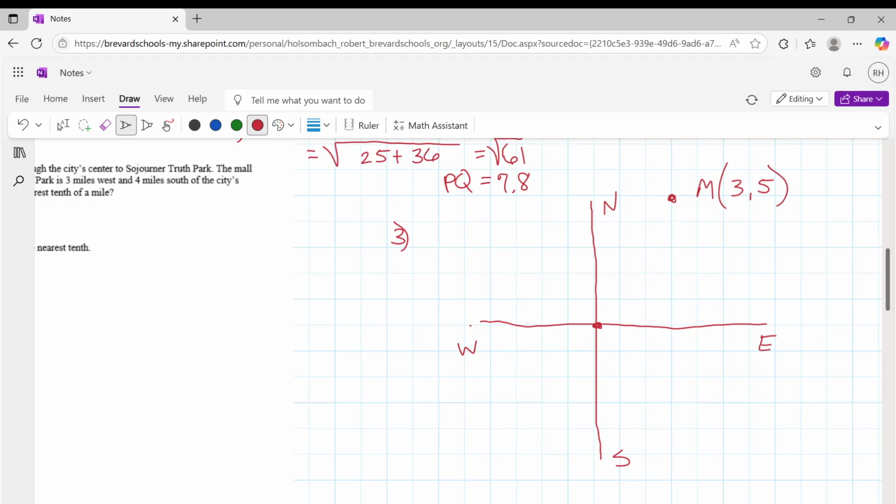Truth Park is 3 west and 4 south. 3 west is 1, 2, 3 west and 1, 2, 3, 4 south. That's Truth Park. That would be at -3, -4.